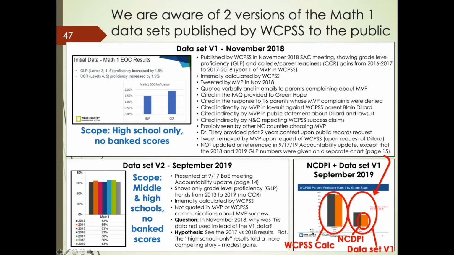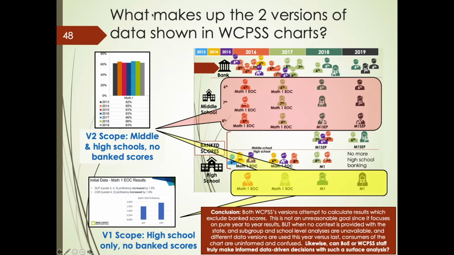On this chart here, number 47, I identified this data set as being related directly to M1 SEP, but actually this is a Wake County calculation that is based on M1 SEP with a couple of tweaks. On this chart, I think this is a good one to explain the key difference. Everything here is still correct. The V2 scope is made up of middle school test takers of the Math 1 EOC and high school test takers of the Math 1 EOC. No bank scores are going into here.